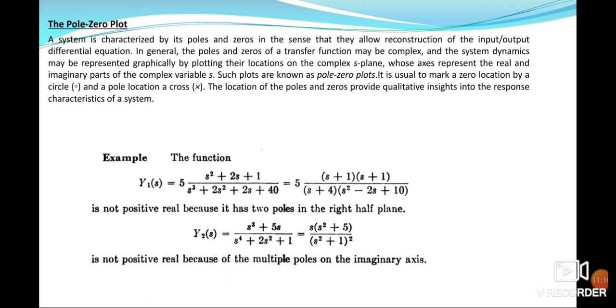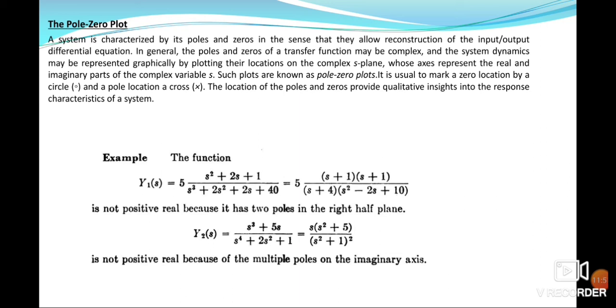So in general, the poles and zeros of a transfer function may be complex and the system dynamics may be represented graphically by plotting their locations on the complex S-plane, whose axes represent the real and imaginary parts of the complex variable S. Such plots are known as the pole zero plots. It is usual to mark a zero location by a circle and a pole location by a cross. So the location of poles and zeros provide qualitative insights into the response characteristics of a system.